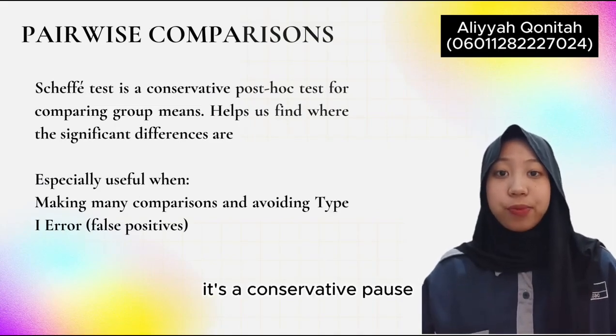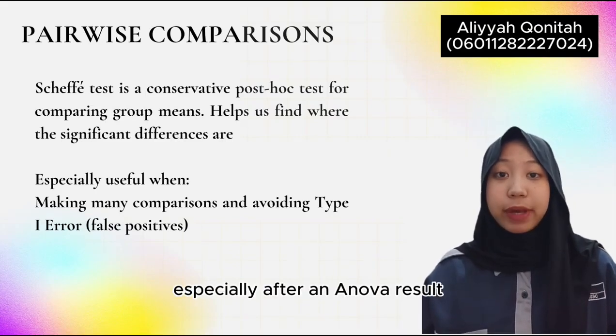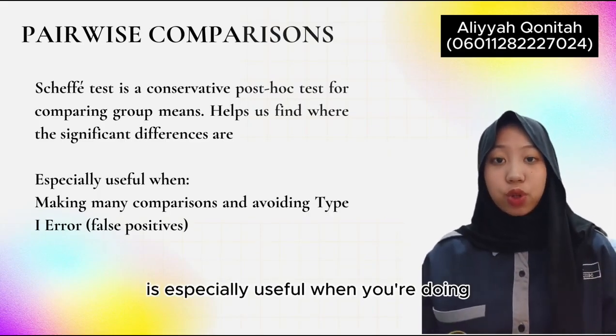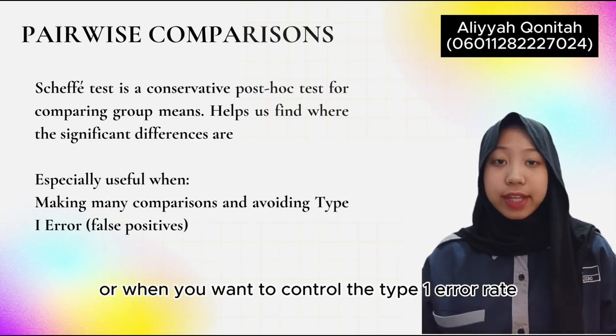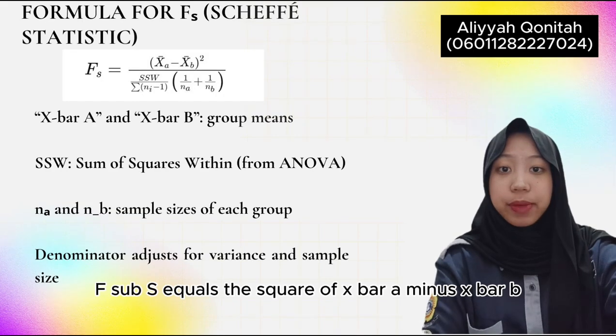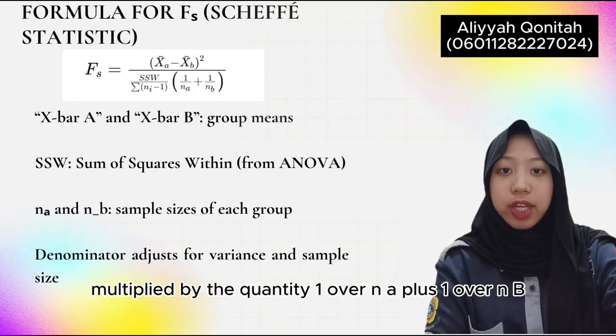It's a conservative post hoc method used to compare all possible pairs of group means, especially after an ANOVA result tells us that at least one group is significantly different. Scheffé is especially useful when you're doing multiple comparisons or when you want to control the type 1 error rate. The formula for the Scheffé test looks like this. F sub S equals the square of x bar A minus x bar B, divided by SSW over the sum of n sub i minus 1, multiplied by the quantity 1 over nA plus 1 over nB.